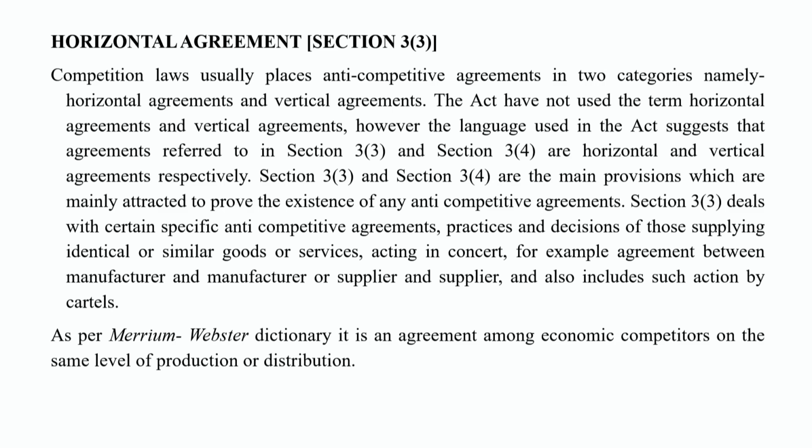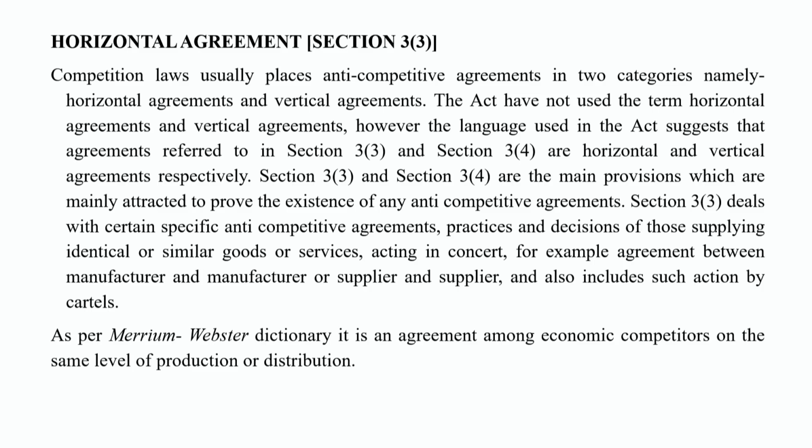Section 3 subclause 3 and section 3 subclause 4 are the main provisions which are attracted to prove the existence of any anti-competitive agreement. Section 3 subclause 3 deals with certain specific anti-competitive agreements, practices and decisions of those supplying identical or similar goods or services acting in concert. For example, an agreement between manufacturer and manufacturer or supplier, and it also includes such action by a cartel.